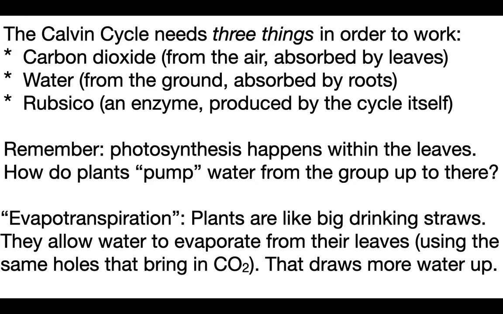Plants are like big drinking straws. See, they have these hollow tubes inside, and that allows water to evaporate from the leaves using the same holes that bring in CO2, and that evaporation process draws more water up, like sucking it through a straw. So evapotranspiration is a fancy term for evaporation that transpires through the plant. So it's that force of evaporation drawing water out of the leaves of the plant that causes more water to enter through the roots of the plant.